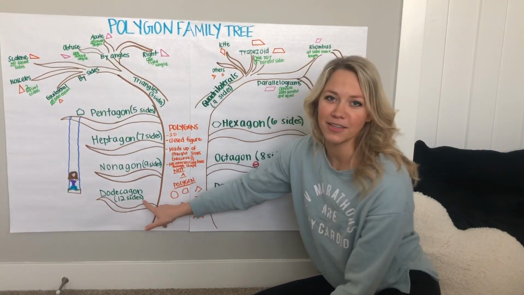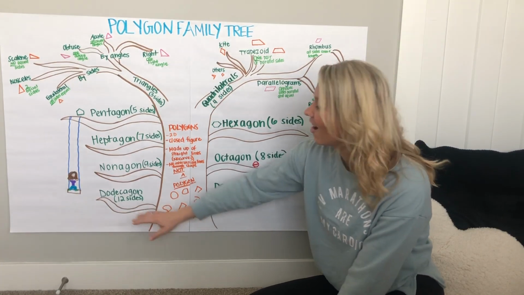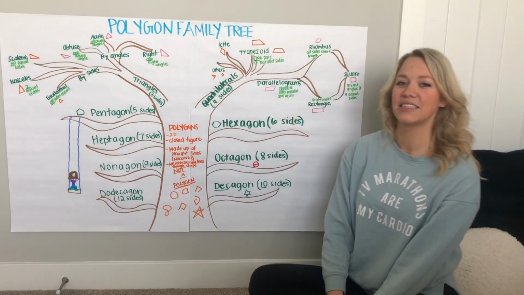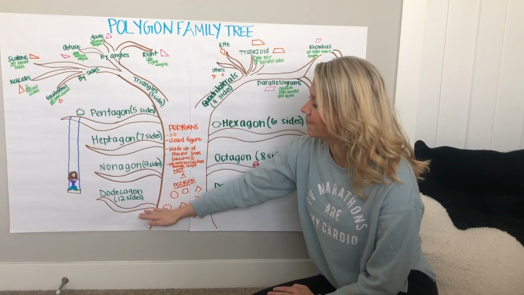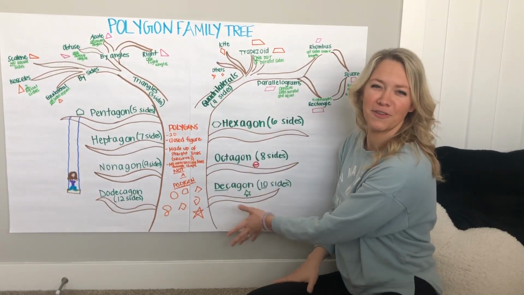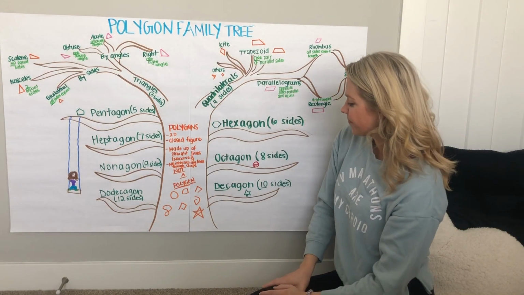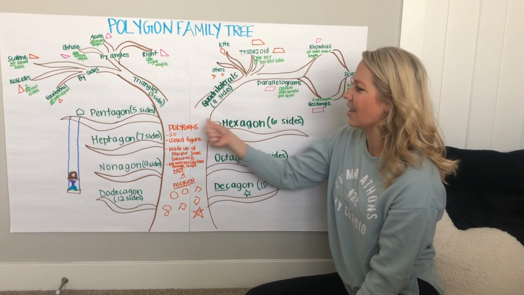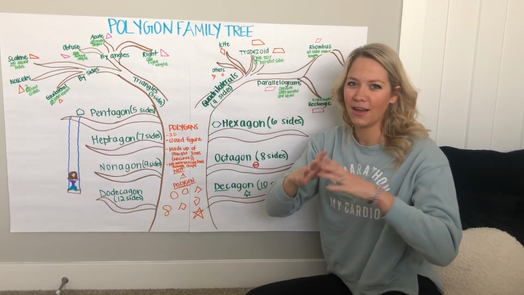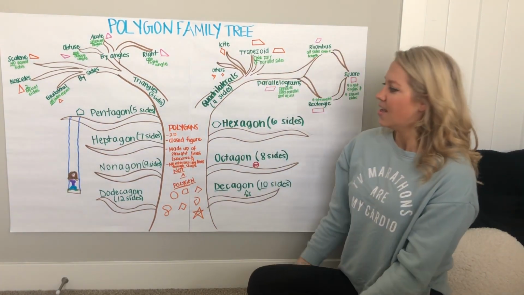And then I couldn't really draw this one because this one's really hard to draw. A dodecagon is a polygon with 12 sides, and that's really all we're going to have to know thus far as 5th graders. Just making sure that you're aware that these have different names because of their sides.